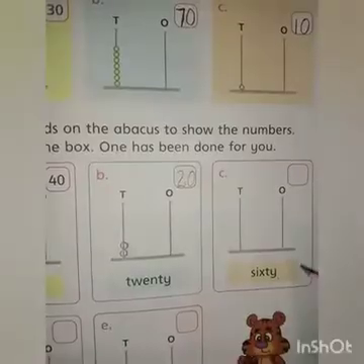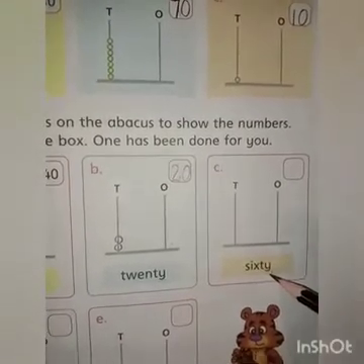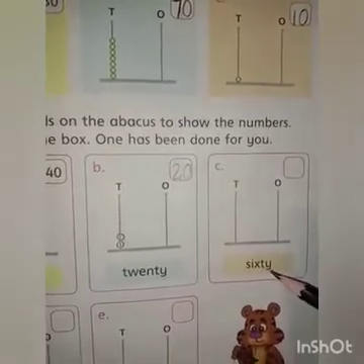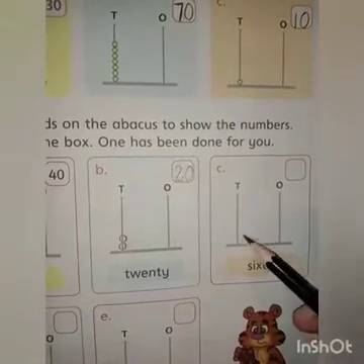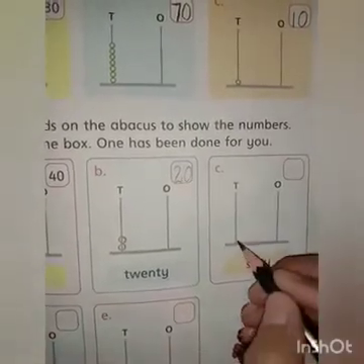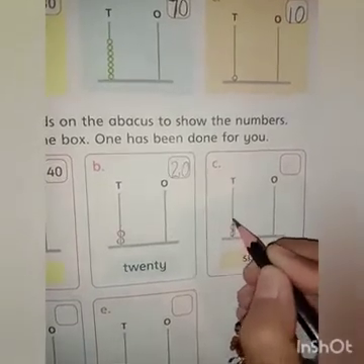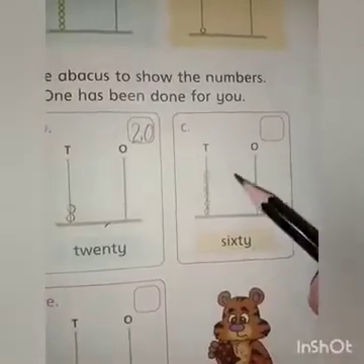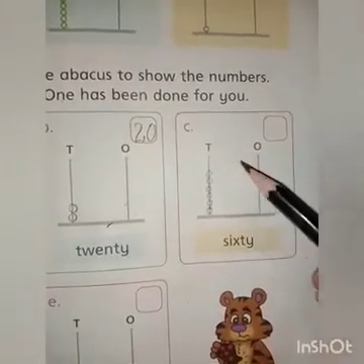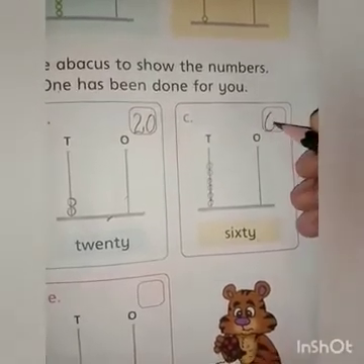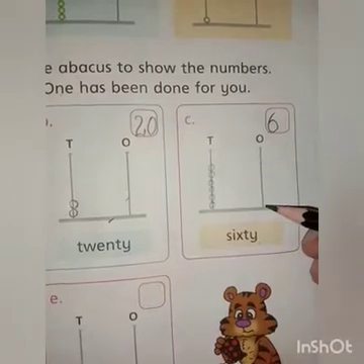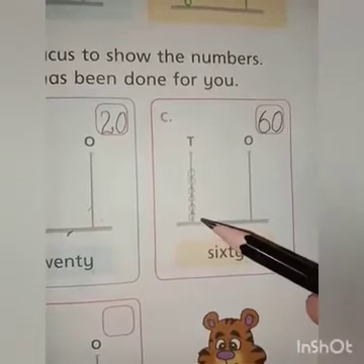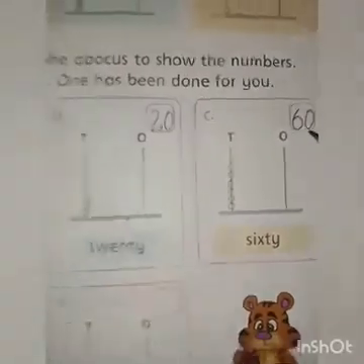At point C, here we have number in words is 60. Students, how many tens 60 have? 60 have 6 tens. So we will draw 6 beads at the tens rod. 1, 2, 3, 4, 5, 6. Here we have 6 beads at the tens rod. So we will write 6 in the box first. Then here we have no bead at the ones. So we will write 0 here. And 6 beads at the tens rod make the number 60. Go for the next one.